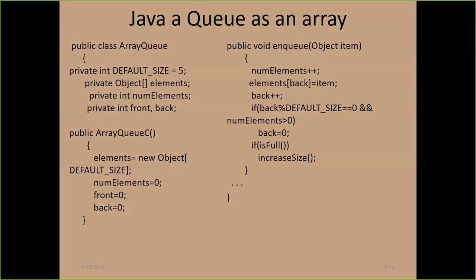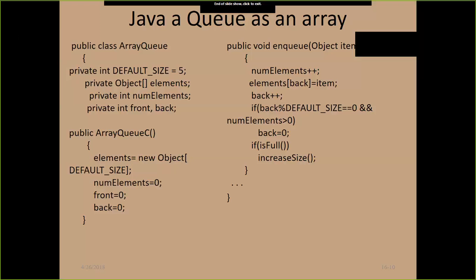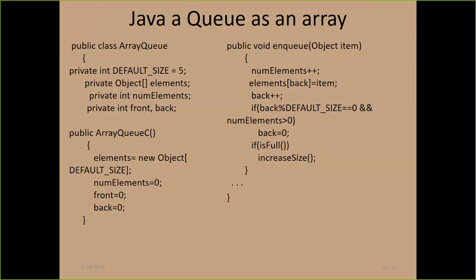A queue has only two operations: add element and delete element. This is the pseudocode. Actually, the last element will be added and the first deleted. Add is called enqueue and delete is called dequeue.